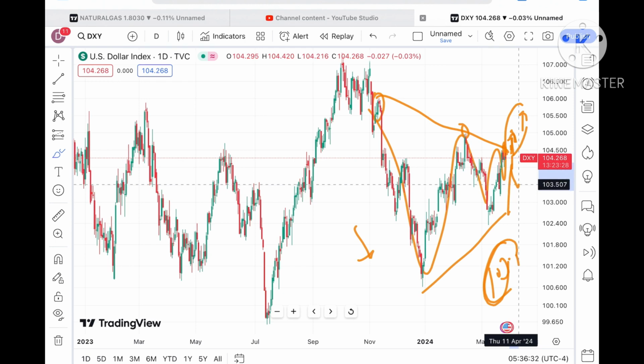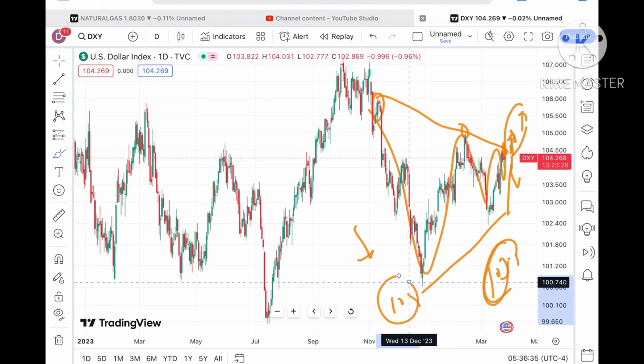Then we can see there will be a fall in the price of natural gas, and also gold, if the price starts moving on that level.